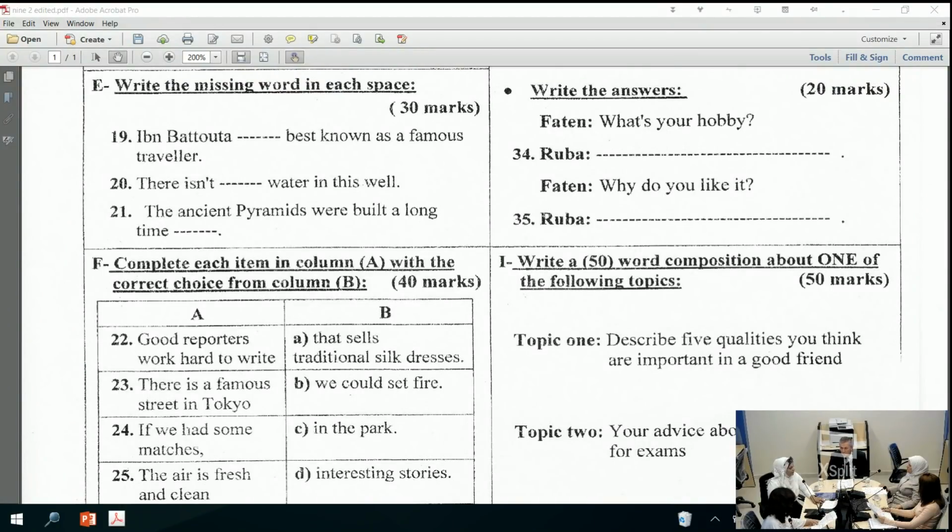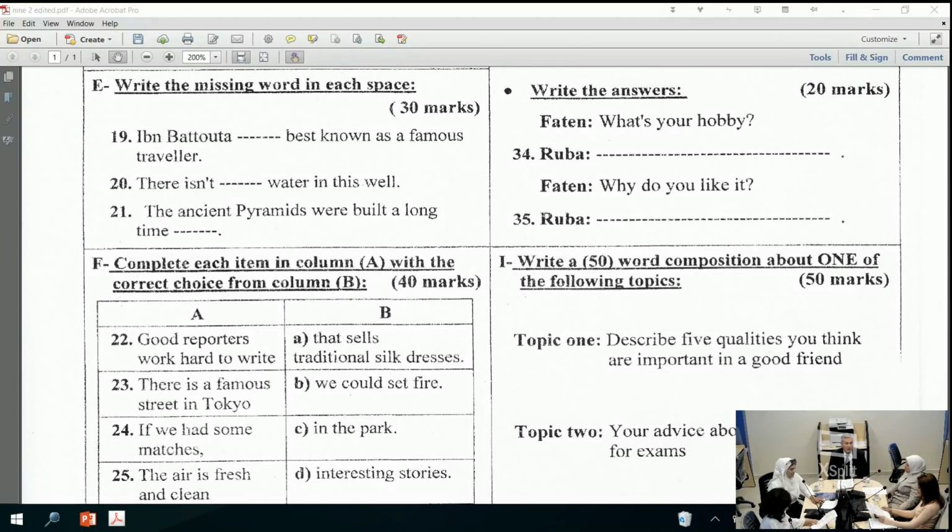For example, any logical reason will be accepted. And it should be logical, because the student cannot say, "Because I like it." Why do you like it? "Because I like it." This is called a cliche answer. Cliche answers are not accepted.